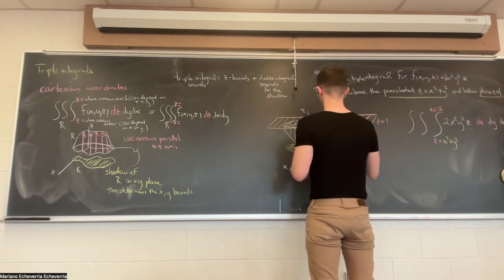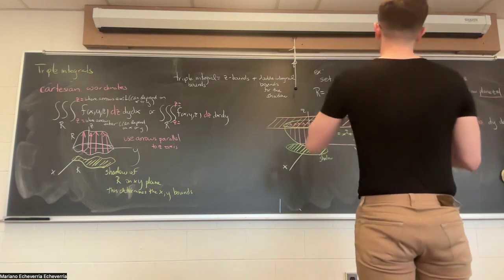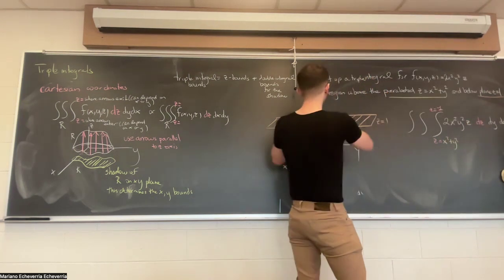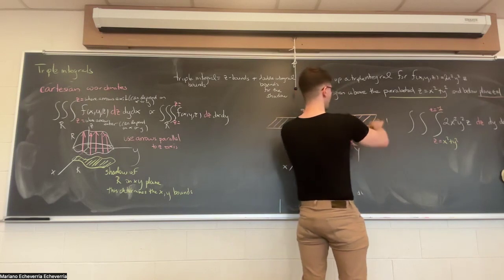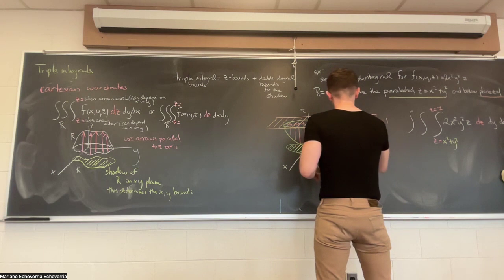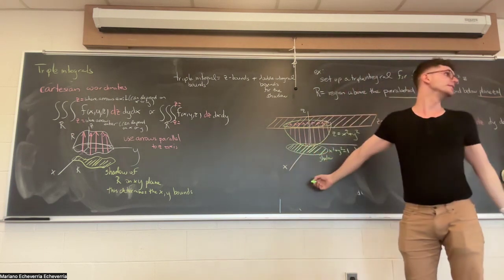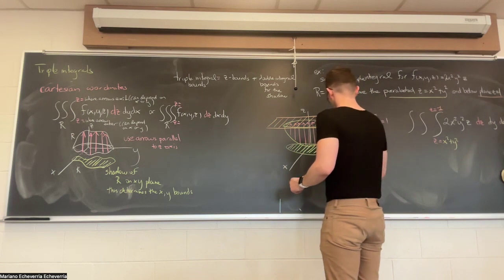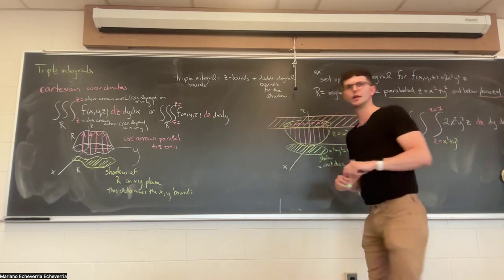So the shadow is one. How do I determine this? If you notice, when do these two things intersect? When x squared plus y squared equals 1. So this gives you x squared plus y squared equals 1, and so the shadow is the unit disk. Is that making sense?